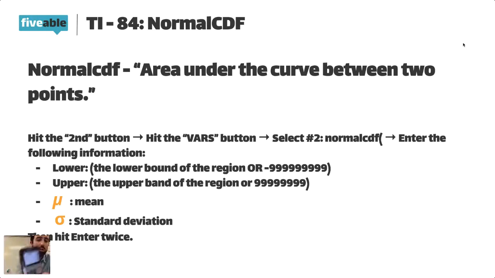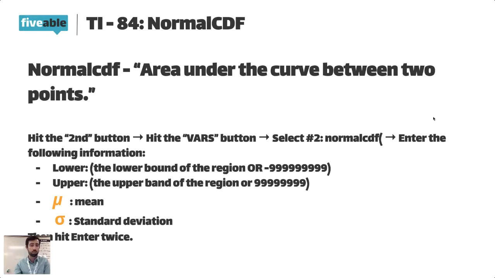Okay, so let's say I wanted to know the proportion of students that scored between 70 and 95 on an exam, where students averaged an 82 with a standard deviation of 7. So my low is going to be 70. My high or upper is going to be 95. My mean is 82 with a standard deviation of 7. Enter once, enter twice. That's going to give me the probability that students scored between those two numbers. NormalCDF. A lot quicker than drawing it out.